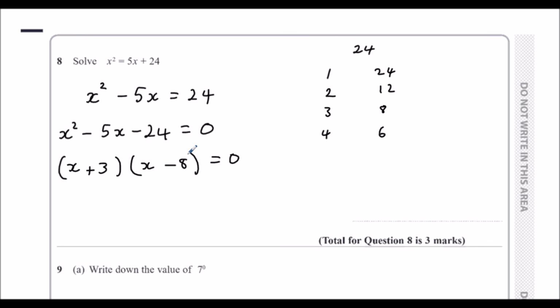Then to solve it, we're looking at what makes the brackets 0. So what does x have to be for this first bracket to be 0? That's negative 3. Negative 3 plus 3 is nothing. And for the second bracket to be 0, x would have to be a positive 8. So x can be negative 3 or positive 8.